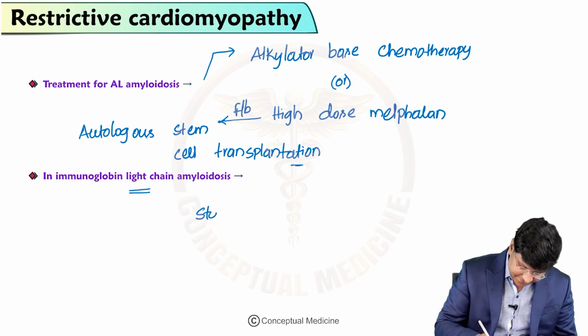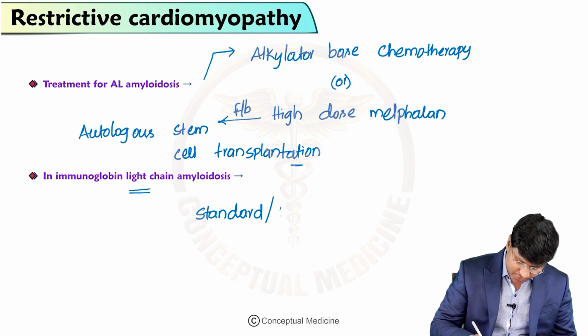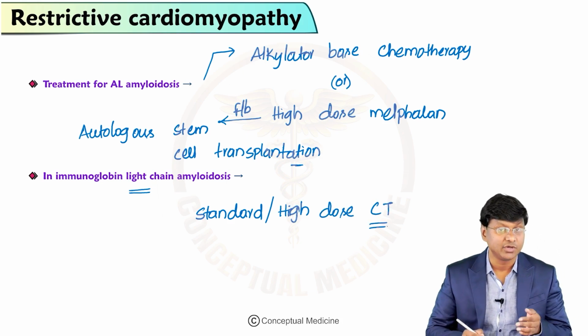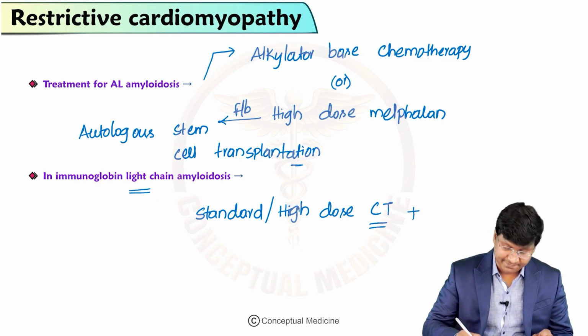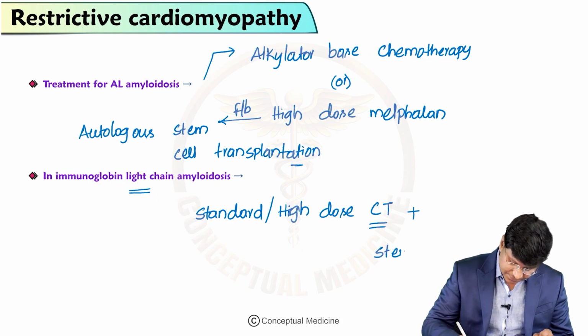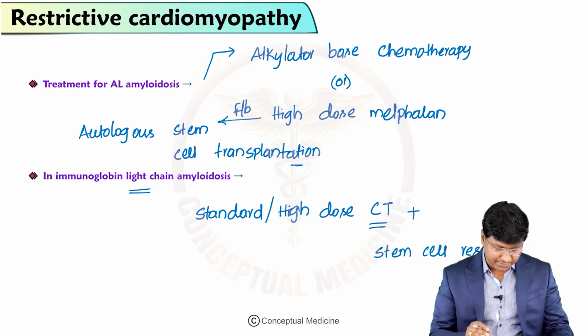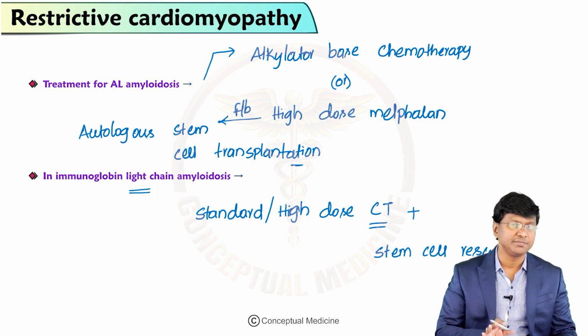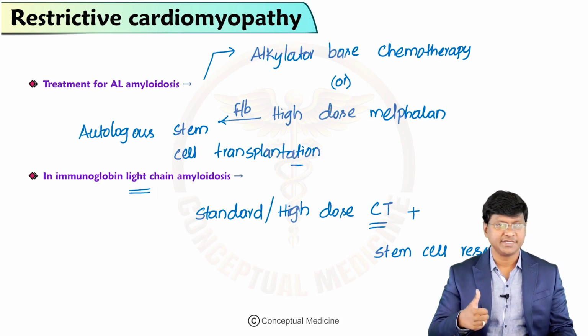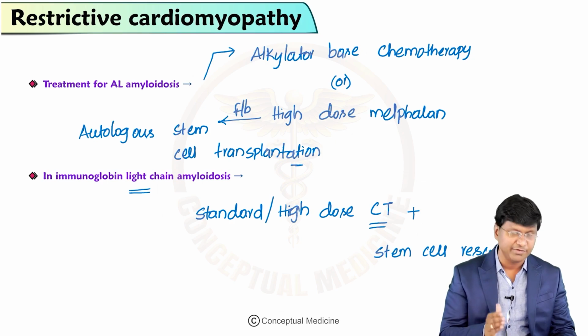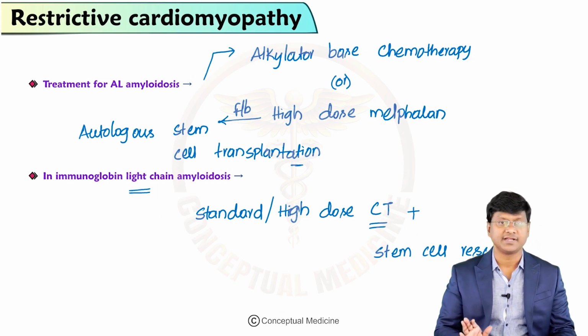So the treatment for immunoglobulin light chain amyloidosis is standard or high dose chemotherapy with stem cell rescue. That is the alkylator based chemotherapy or high dose melphalan, and that should be followed by the autologous stem cell transplantation.